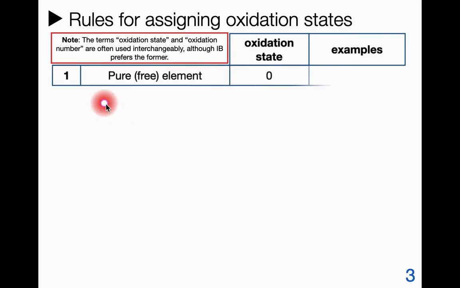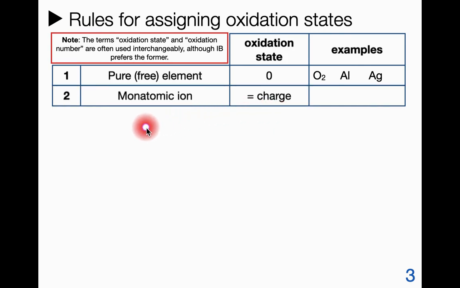Okay, rule number 1. Pure elements, or just free elements, elements that are on their own, have the oxidation state of 0. Examples: oxygen, aluminum, and silver. So oxygen we know is a diatomic element, so that's its natural state. Aluminum and silver are just monatomic atoms. So the oxidation state for those elements in their free state is 0.